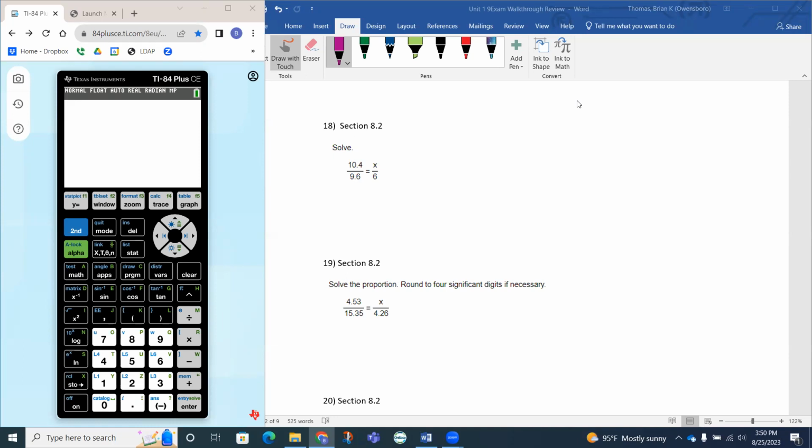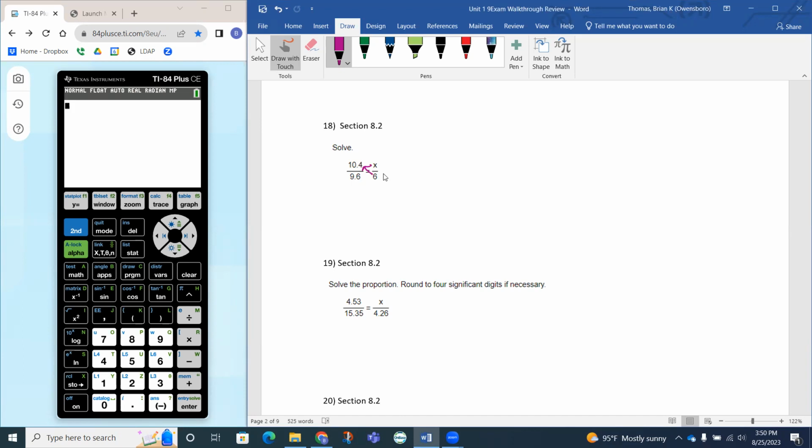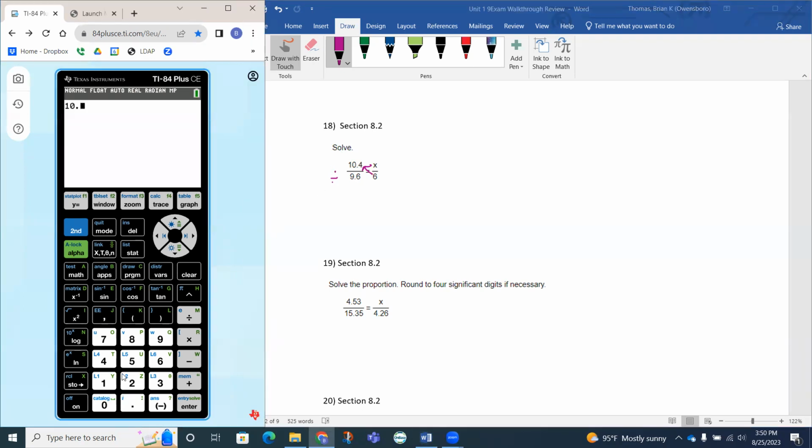So as we move into these proportions, we see that there's a pattern to this. What we really need to do is just cross multiply the 10.4 times the 6, and then divide by the remaining number, which is the 9.6. So we can take care of this all in one step. Let's do 10.4, multiply the diagonal numbers together, times the 6, get that answer, and divide by 9.6, the remaining number. And we end up with 6.5.